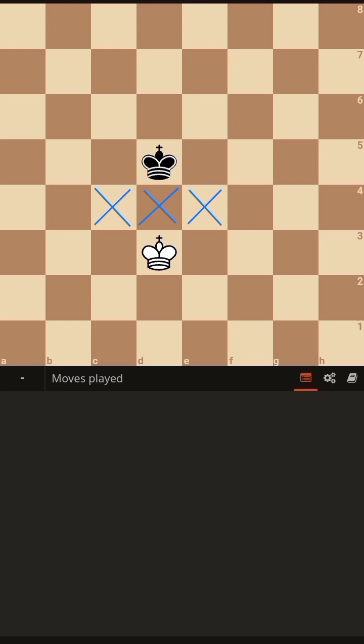Let's learn about different types of opposition. This is the basic opposition, when the kings are facing each other with only one square separating them, and the key squares are c4, d4 and e4 here.